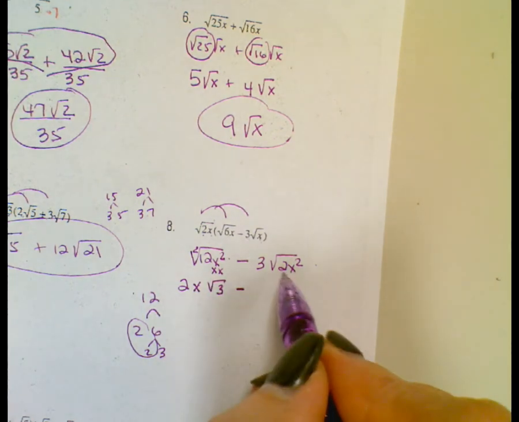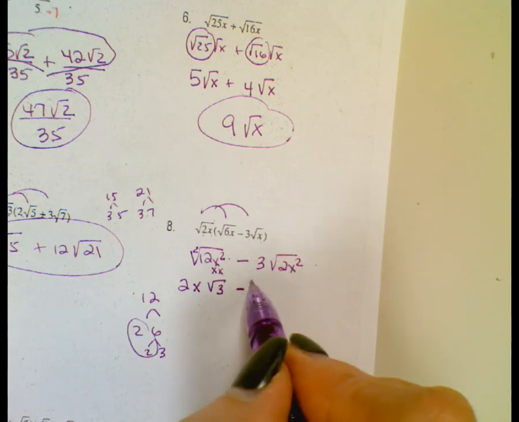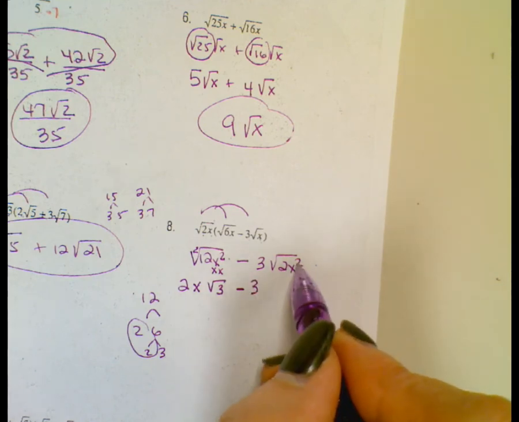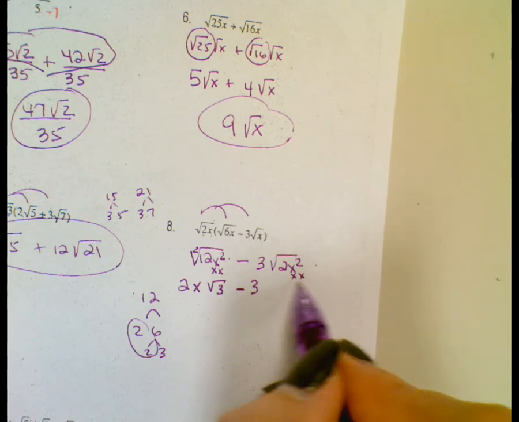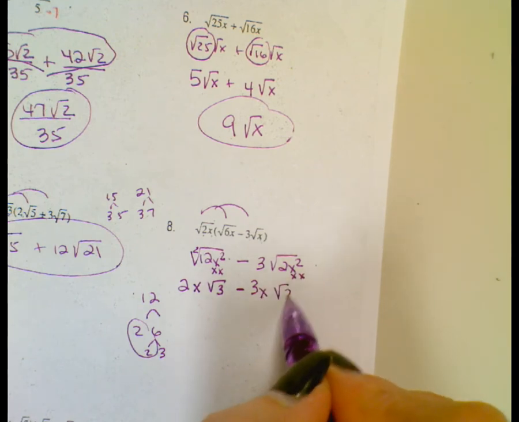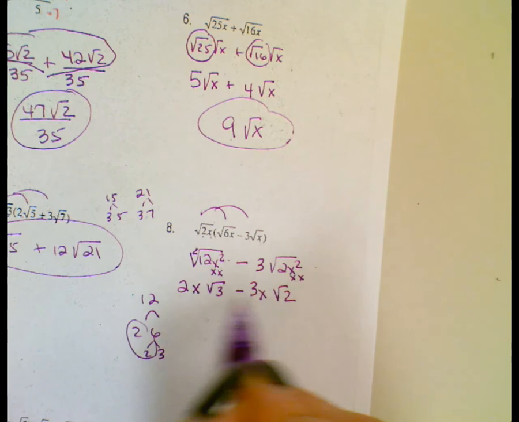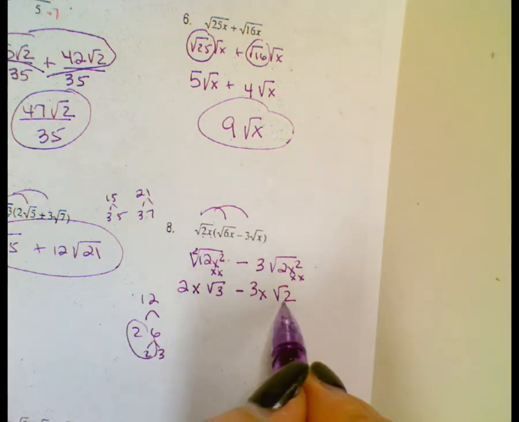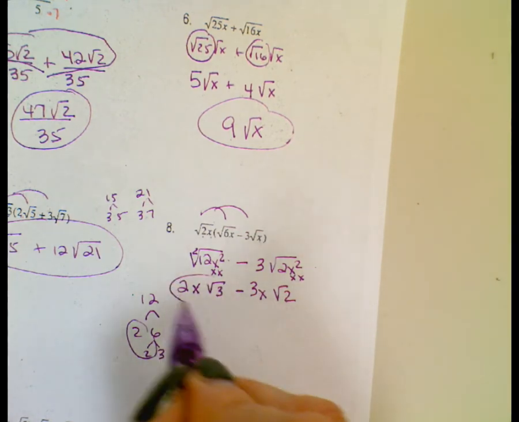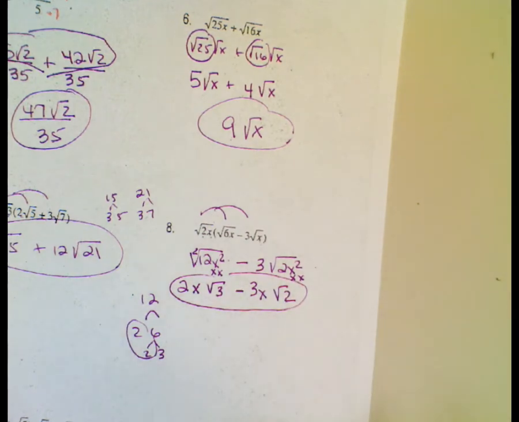And this one, you can't do anything with the 2, so it's still going to be a 3. But again, this x squared is really x and x, so one of them comes out. So this is square root of 2. You cannot add these because this 2 and 3 are not the same. So they're not like radicals, so that's your answer.